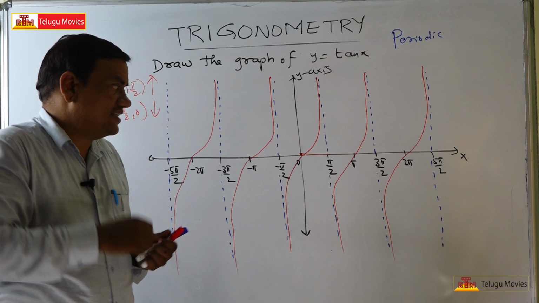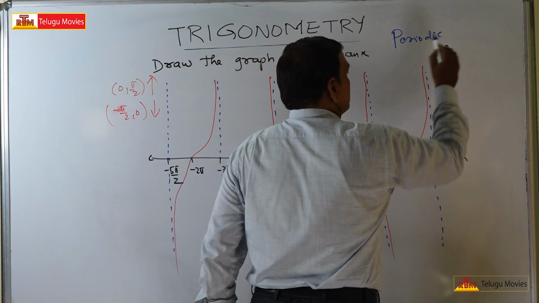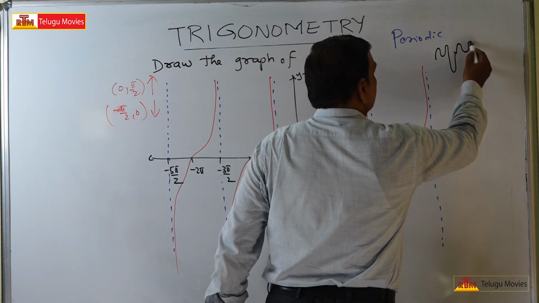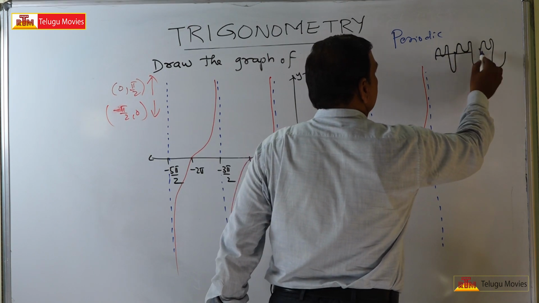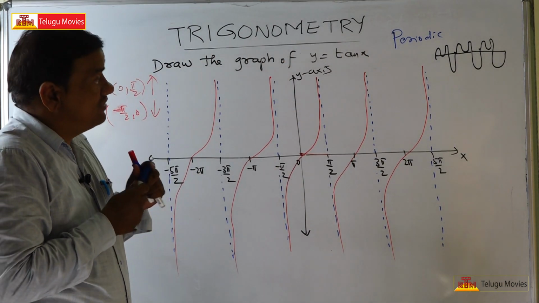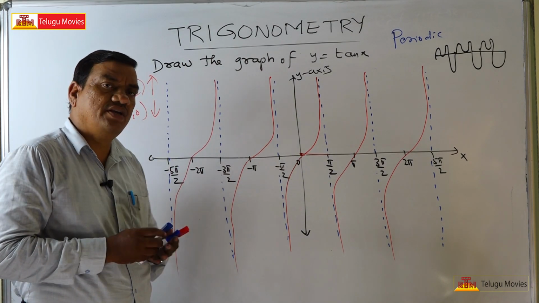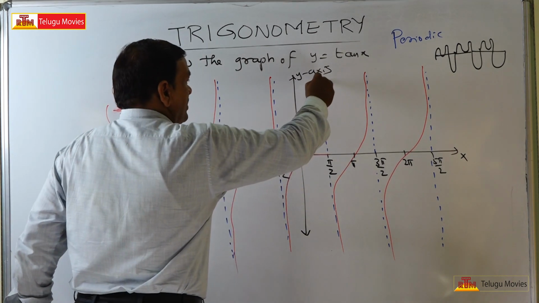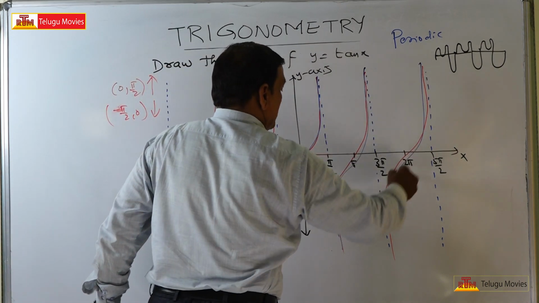For example, if one graph has some shape like this, after a certain interval it should regain the same shape again. That means in this interval and again in this interval, it is regaining the same shape. If that is the nature, then we call it periodic. How can you say it has a periodic nature? See here, from here to here, same shape. From here to here, same shape. From here to here, same shape.